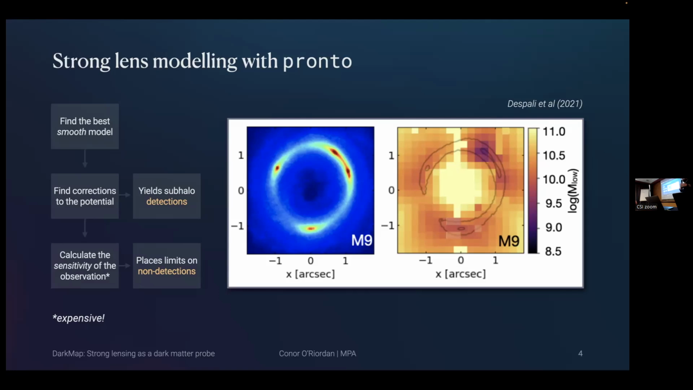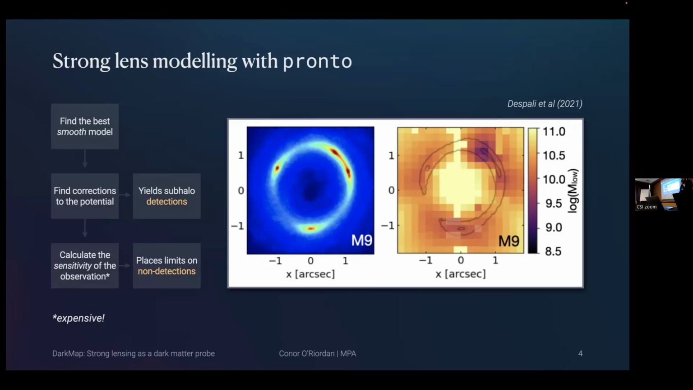But to actually say something about the properties of dark matter using detections or non-detections, which is more often the case, we need something called a sensitivity map. And I show here a sensitivity map from one of Julia Spali's papers. And this is basically a map of the lowest detectable subhalo mass that you could detect anywhere in your strong lens image.